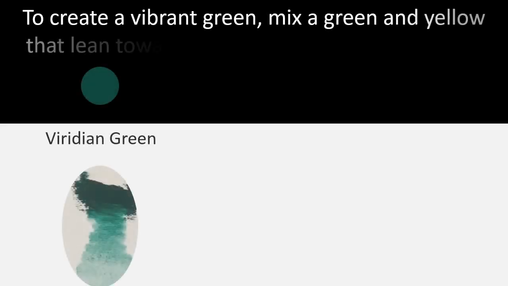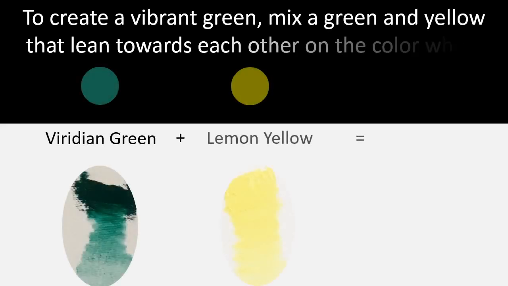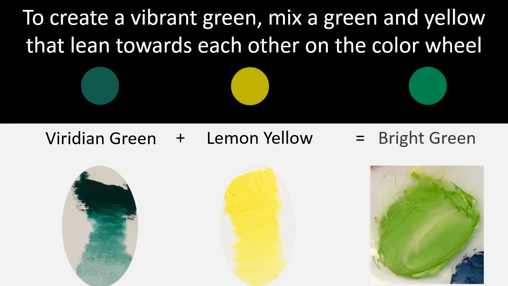Occasionally, I will want to mix a truly vibrant green, such as the wonderful green fields in Ireland or the Pacific Northwest. Combining viridian with a cool yellow creates a very intense green.